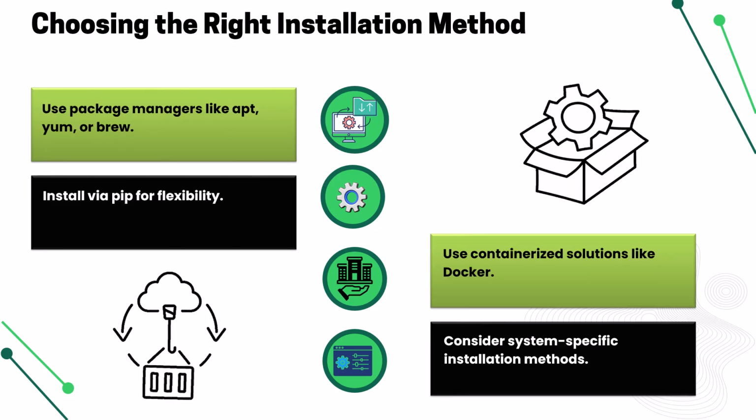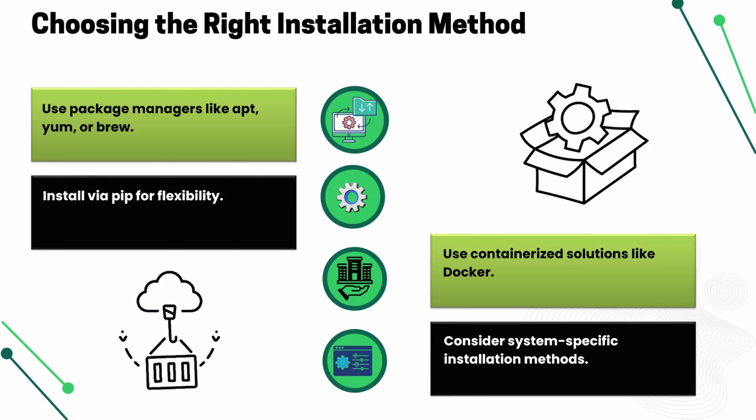Picking the right installation method is like choosing a pizza topping. Preferences vary. Package managers like apt and yum make life easy. Pip offers flexibility if you need multiple versions. Docker is great if you like keeping things isolated. And Windows users might find WSL handy. Whatever works for you, Ansible is just a command away.